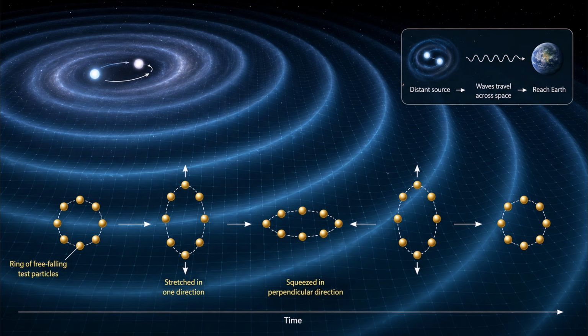As a gravitational wave passes, it can very slightly stretch space in one direction and squeeze it in another. The effect is incredibly tiny by the time it reaches Earth. A gravitational wave is spacetime carrying energy across the universe.